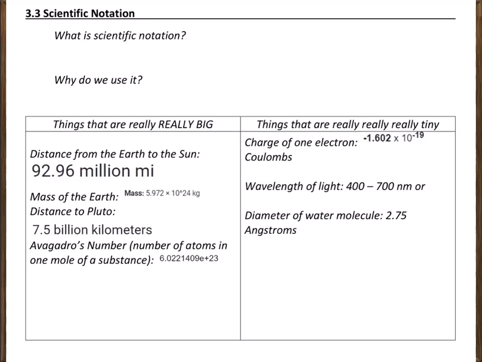So the answer to the first two questions, what is scientific notation and why do we use it? The answer is actually the same for both questions. Scientific notation is a shorthand method for expressing very large or very small numbers.